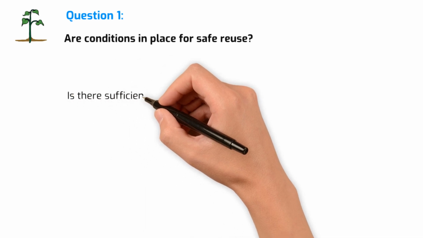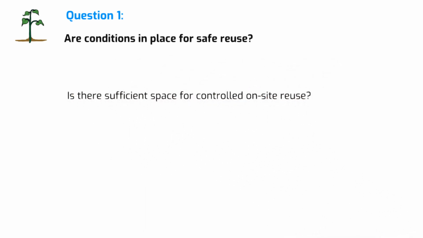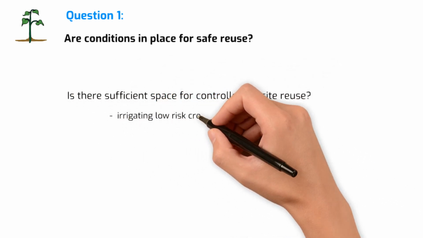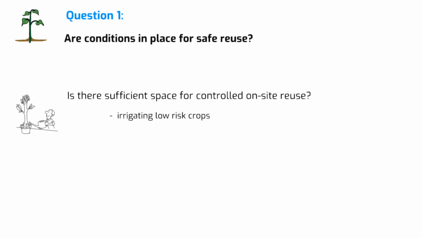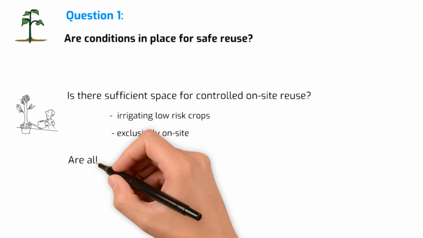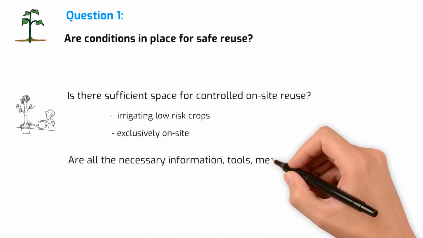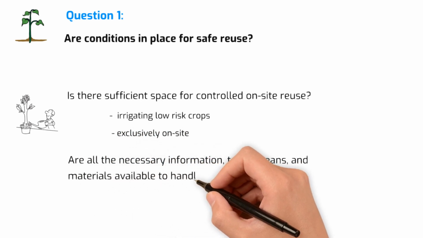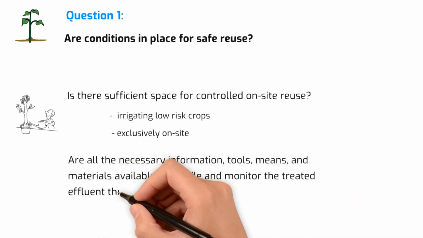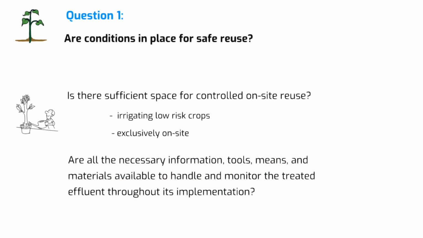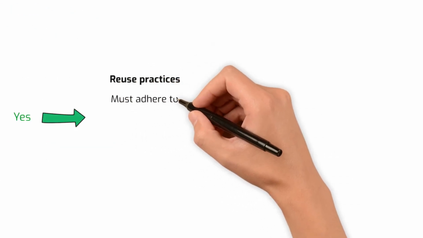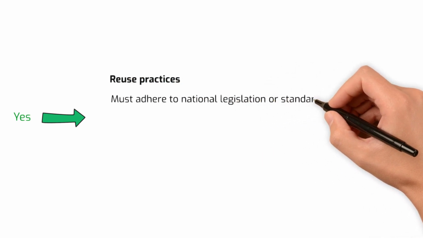Is there sufficient space for controlled on-site reuse, such as irrigating low-risk crops with treated effluent? It is recommended by the guidelines that the reuse should occur exclusively on-site at the treatment plant. Are all the necessary information, tools, means, and materials available to handle and monitor the treated effluent throughout its implementation? If the answers are yes, reuse practices must adhere to national legislation or standards.